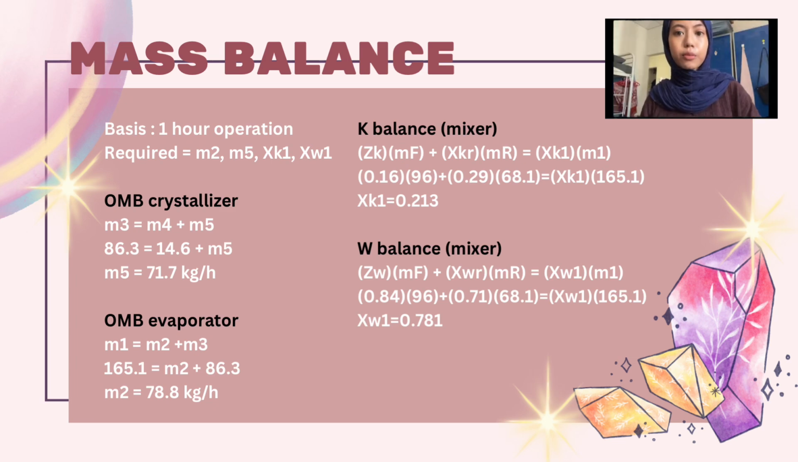The mixture then moves to the evaporator, which removes an unknown amount of the water vapor. The water vapor M2 was calculated by performing the overall material balance (OMB) of the mixture using the formula M1 equals M2 plus M3. The value obtained was M2 equal to 78.8 kg per hour.